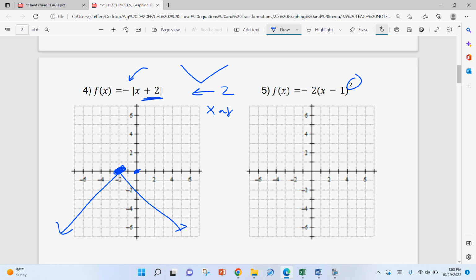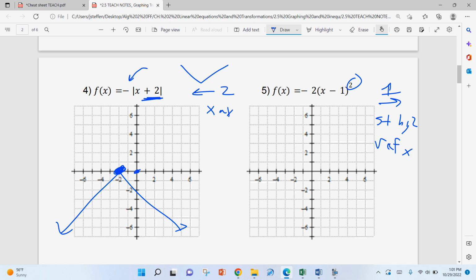This next one we have squared again, so it's another U shape. It's another parabola. We go to the right 1. And then this has another thing. It is stretched by 2, and it's reflected across the x-axis. Sorry you can't read that. It's right on the edge and I couldn't fit it in there.